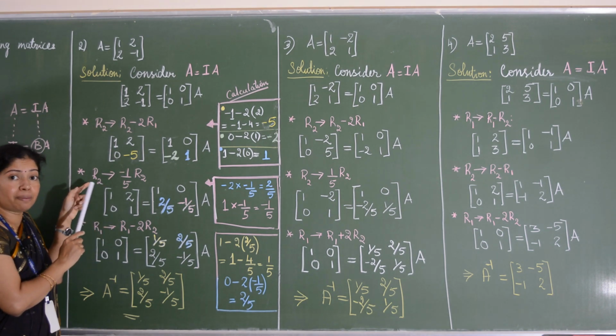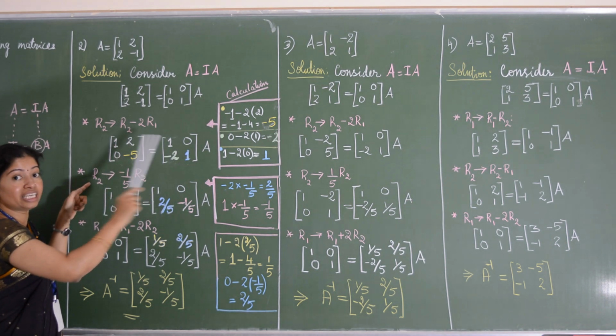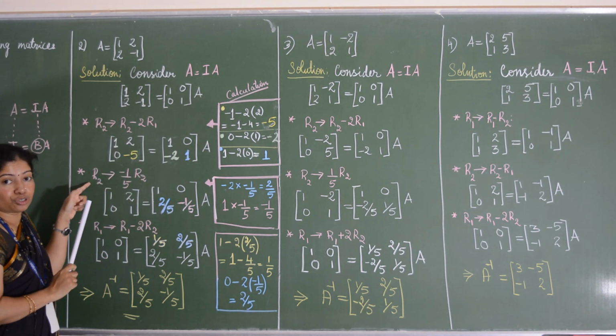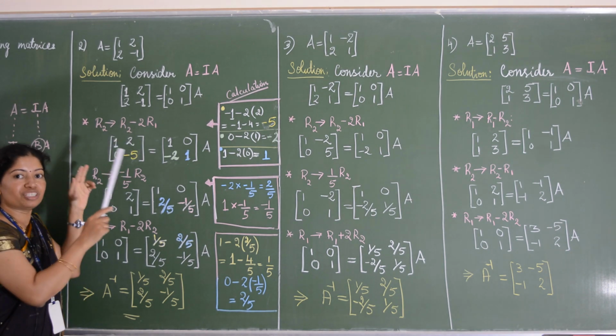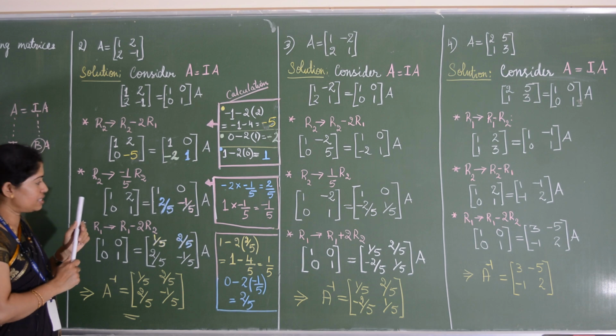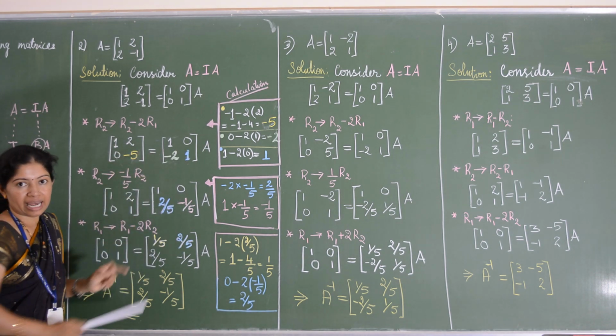As we are applying the operation to the second row, we are not changing the elements of the first row, because we are not applying any operation on the first row. First row elements will remain the same. Again copy the same thing, 1 and 2, and here 1 and 0.